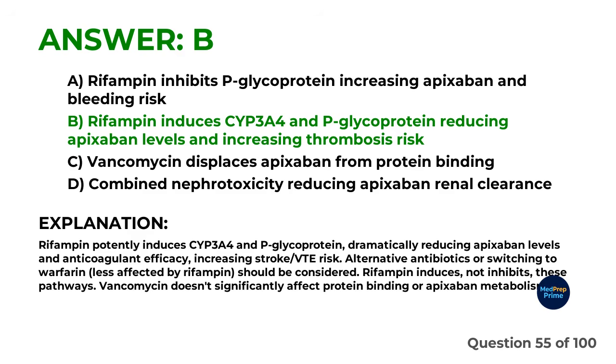Rifampin induces, not inhibits, these pathways. Vancomycin doesn't significantly affect protein binding or apixaban metabolism. While vancomycin can cause nephrotoxicity, apixaban is primarily hepatically eliminated, 25% renal. The induction effect is the critical concern.